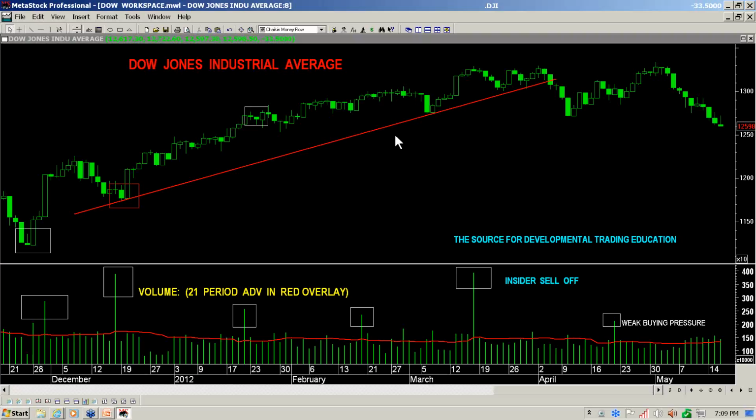So a quick explanation of what you're looking at here is a Dow Jones Industrial Average daily candlestick chart with the most recent data loaded. Dow closed today at 12,598. Now, what you're looking at is the volume in the subgraph below, a 21-period average daily volume in red overlaid right over the volume. Very simple, very easy to see, and very evident when these volume spikes appear as time goes by over and above the 21-period average daily volume within the Dow Jones Industrial Average.